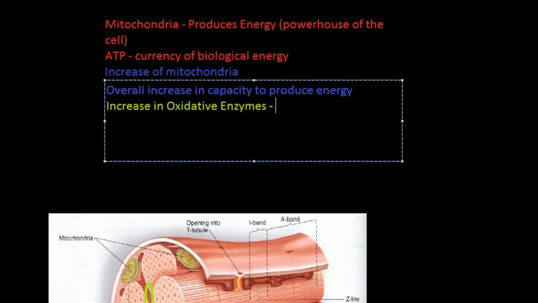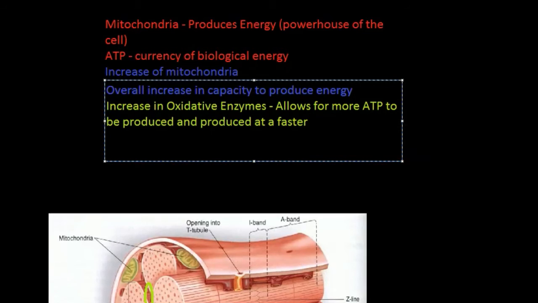Now I don't want to go into too much detail because it can get complicated, but what you really need to know is that an increase in oxidative enzymes allows for more ATP, our currency of biological energy, to be produced, and produced at a faster rate. So when we have all these extra mitochondria, we can produce more ATP, and we can produce it quicker. Basically these oxidative enzymes just speed this process up.